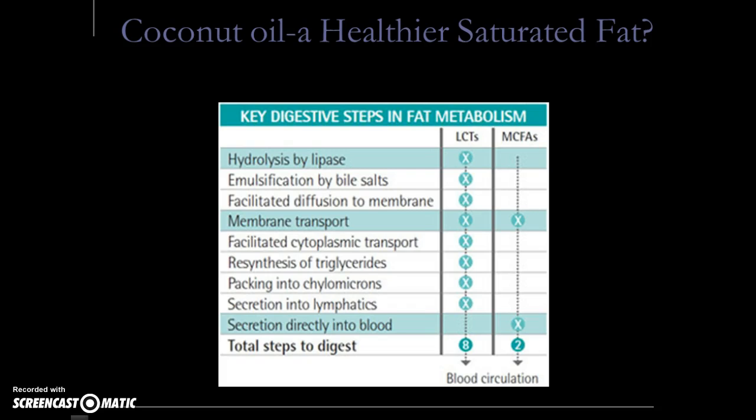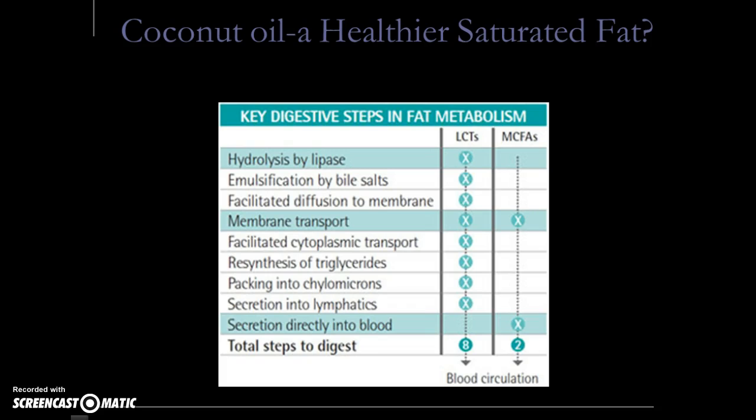So coconut oil is something that people always ask about. I taught you in the last class that coconut oil was a saturated fat, and I taught you that we want to avoid saturated fats. But let's just look at some fat digestive steps that occur with the long chain triglycerides, that's the LCTs, versus medium chain fatty acids, which is what coconut oil has in it. So medium chain fatty acids mean that coconut oil's fatty acids are free floating and they're a little bit shorter.